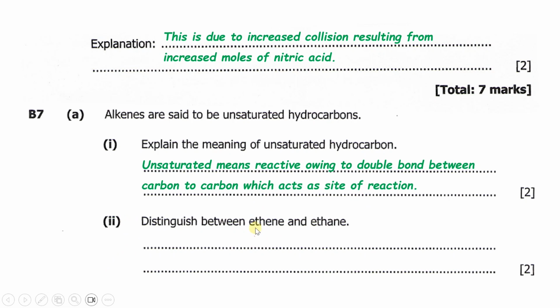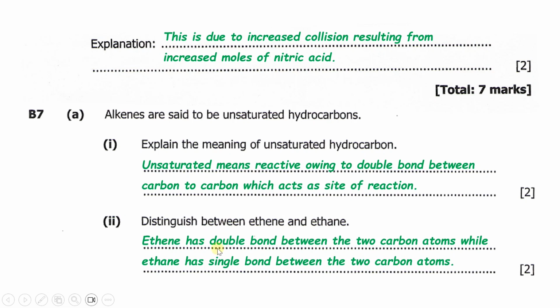Then part 2, distinguish between ethene and ethane. So what is the difference between ethene and ethane? We can say that ethene has a double bond between the two carbon atoms, while ethane has a single bond between the two carbon atoms.